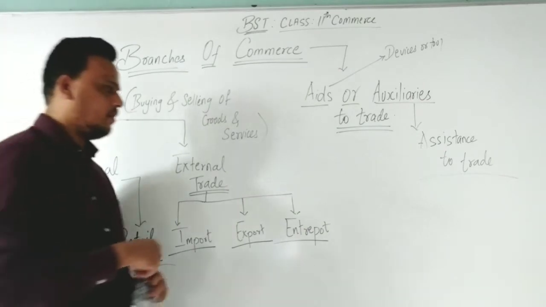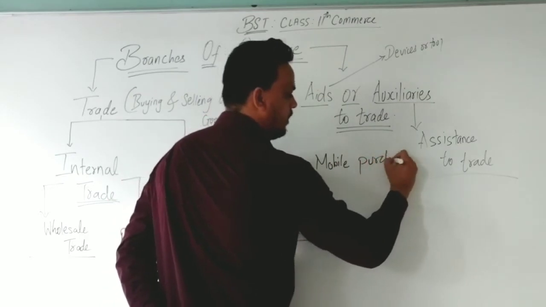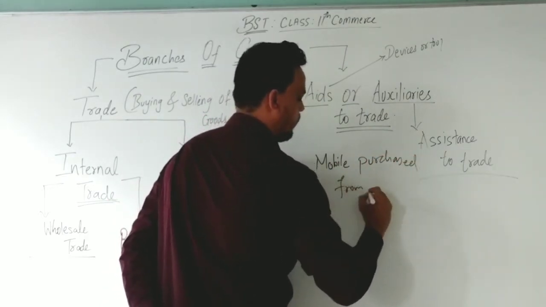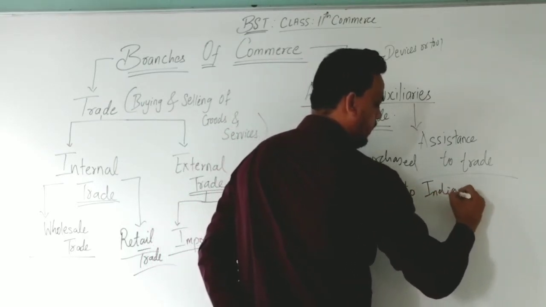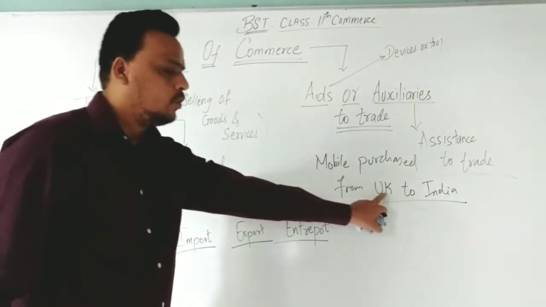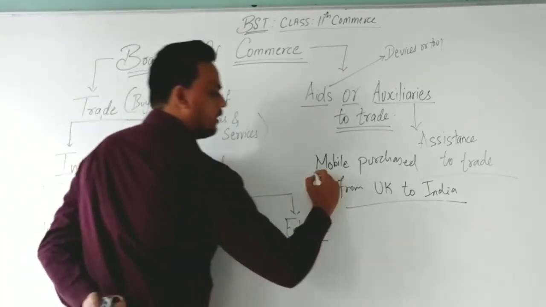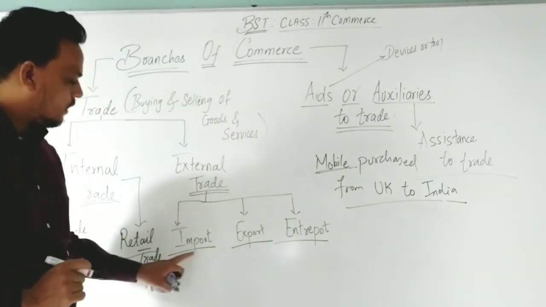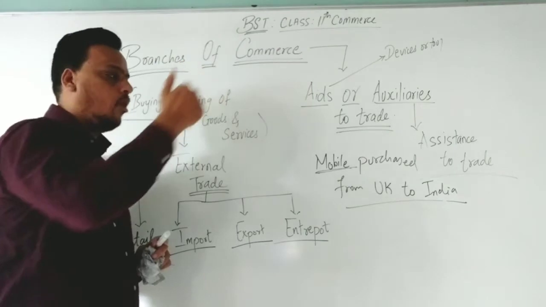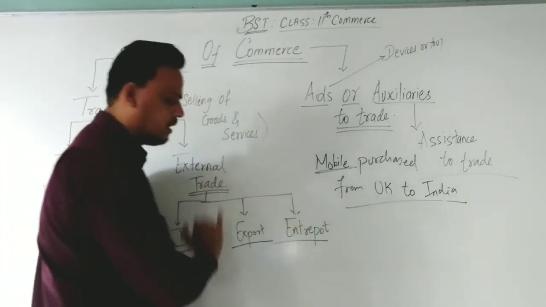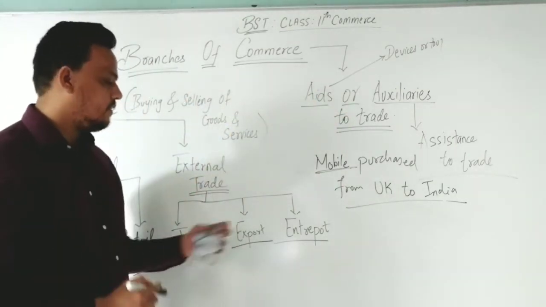Let's take an example. Mobiles purchased from UK to India. UK is an exporter, India is an importer. So what product are they dealing? They are dealing mobile. It is considered as import. We are purchasing goods from different countries and bringing them to our country. It is considered as import. What is export? We are selling to different countries. It is considered as export.